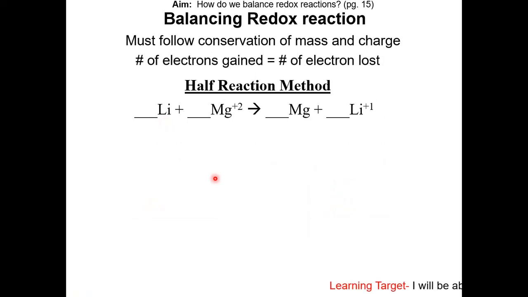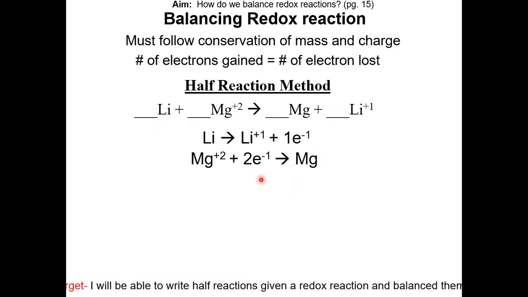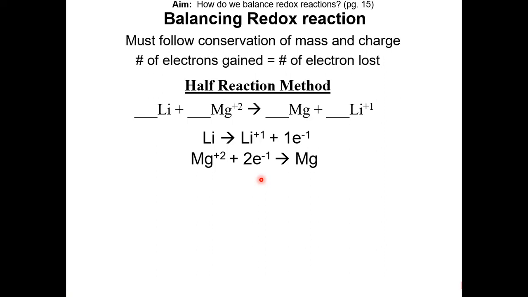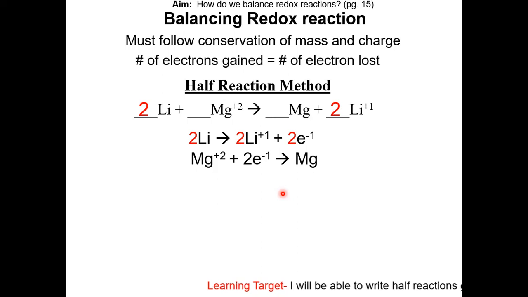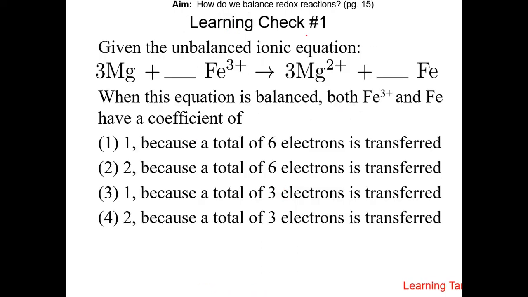The second method is the half reaction method. The first step is to write the half reaction for the oxidation and reduction. Lithium is being oxidized and magnesium is being reduced. From the half reactions, we can see that the number of electrons gained is not equal to the number of electrons lost. In the oxidation half reaction, 1 electron is lost, but in the reduction half reaction, 2 electrons are gained. So we need to double the oxidation half reaction and put a 2 in front of the lithium and lithium ion.